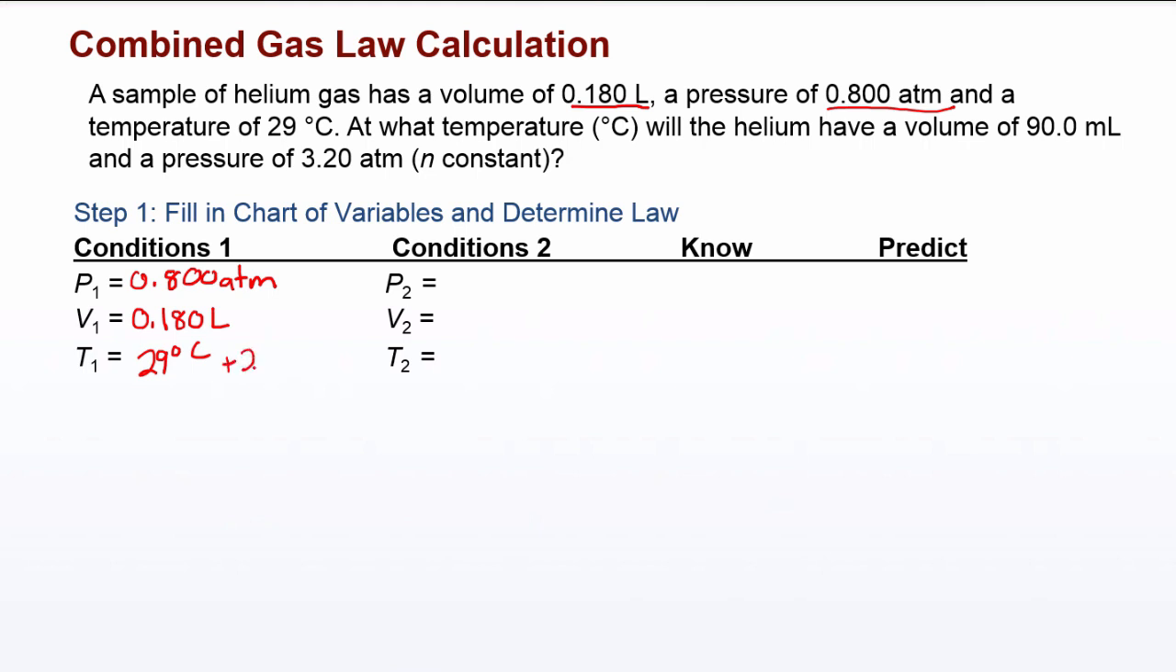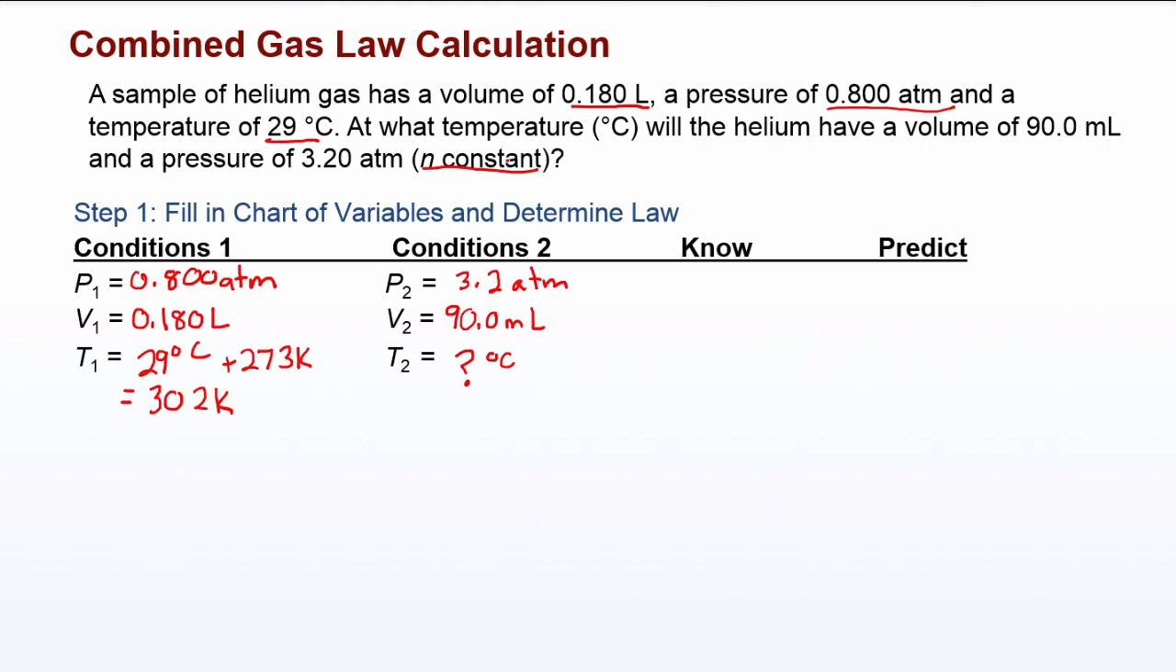Okay, and of course we can't use a temperature like that. We need to change it to Kelvin. So that's going to be 302 Kelvin. So that we've done that. Now at what temperature? Okay, so we don't know the temperature, and it needs to be in Celsius. Will the helium have a volume of 90 milliliters? So 90 milliliters here, and a pressure of 3.2 atmospheres. And the n is constant.